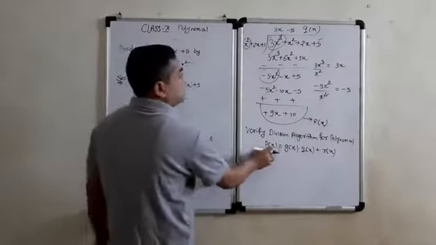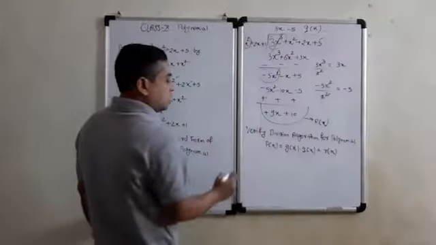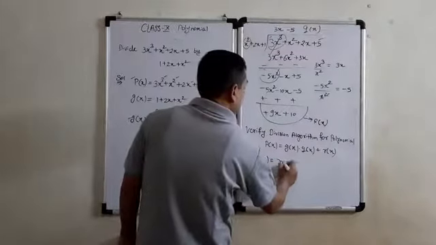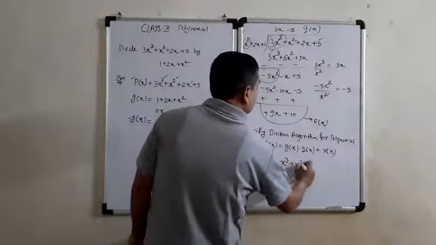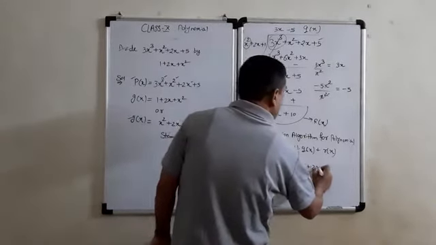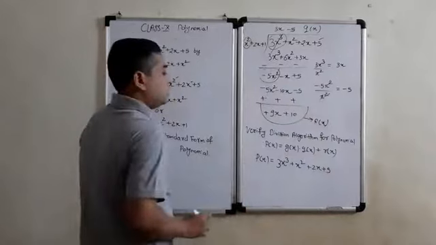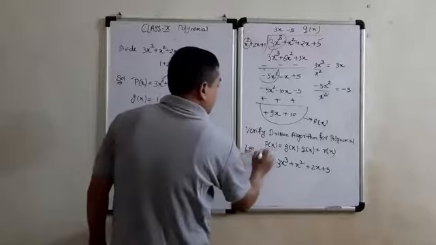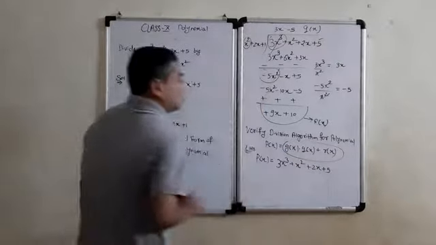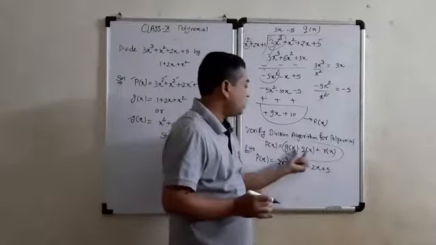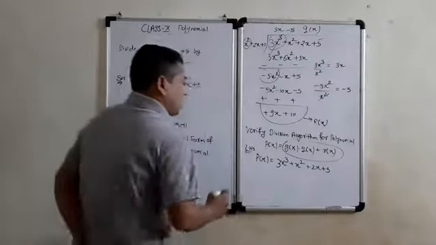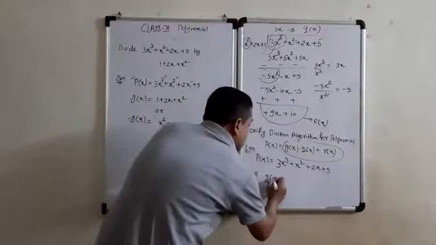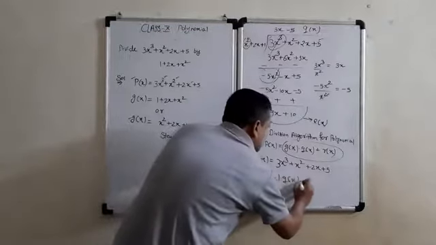Okay, so P of x means that is the dividend which is given to us. P of x is 3x cube plus x square plus 2x plus 5. That is our left hand side, P of x. Now our right hand side is G of x into Q of x plus R of x.